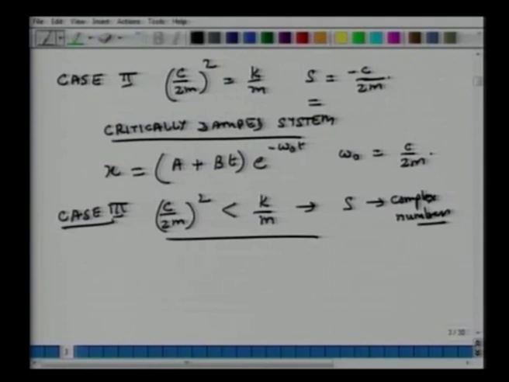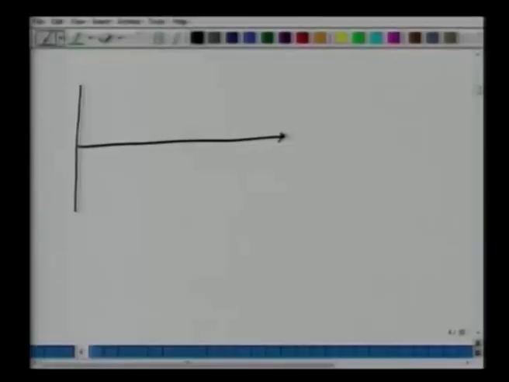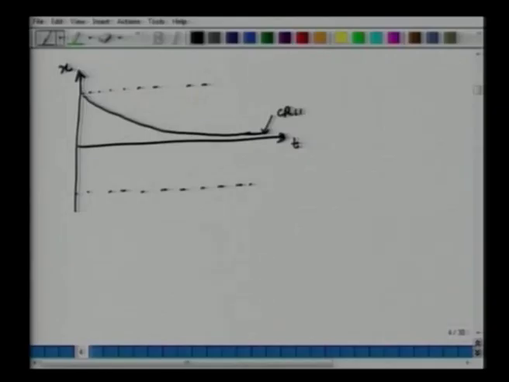If I have a system and I'm trying to plot its displacement, if I perturb a spring mass damper system, single degree of freedom, and along the time axis, the horizontal axis is for time and the vertical axis is for displacement. Then a critically damped system would be the fastest to decay. So, this is critically damped.